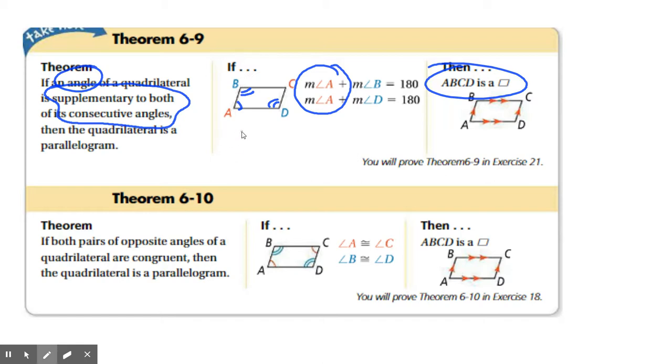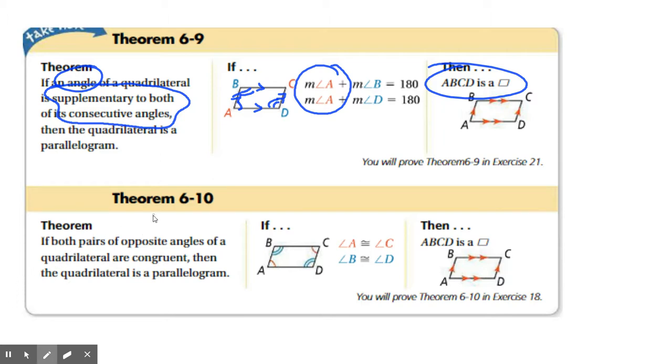And again, it's this idea that, if A and B are supplementary, then that means that these two lines are parallel. If A and D are supplementary, then that's enough to show that these two lines are parallel. And now you have both pairs of opposite sides parallel. It is a parallelogram.